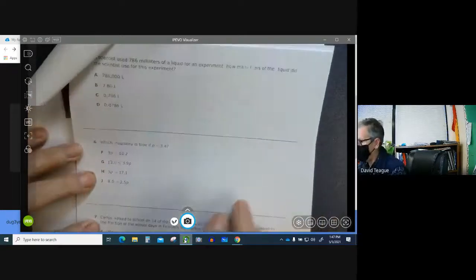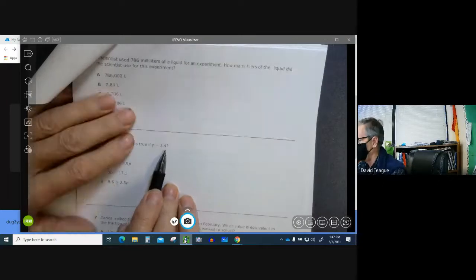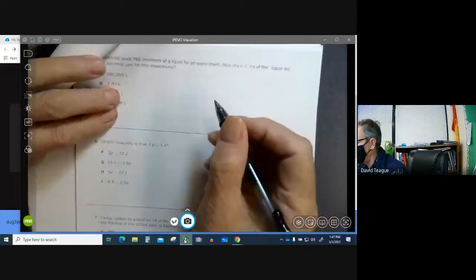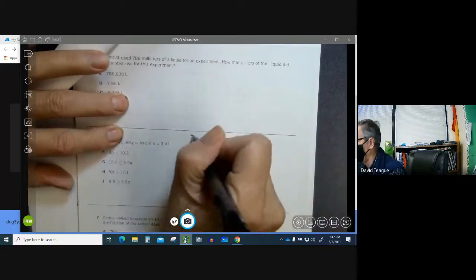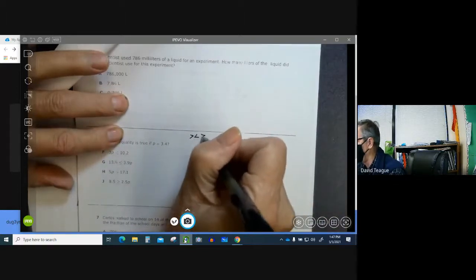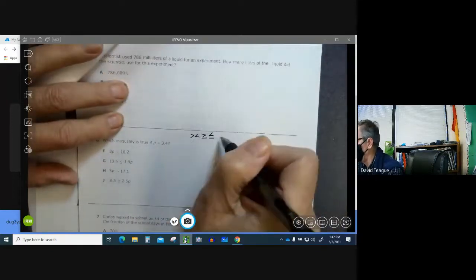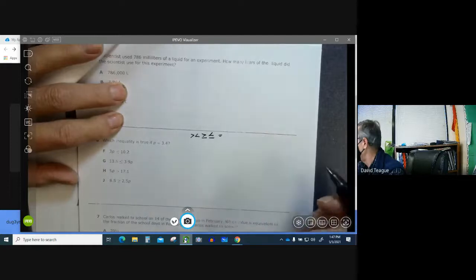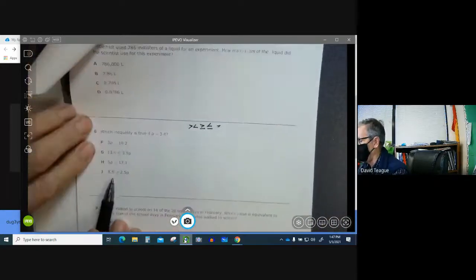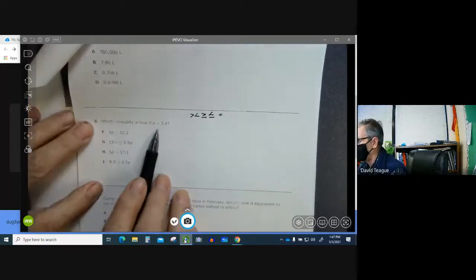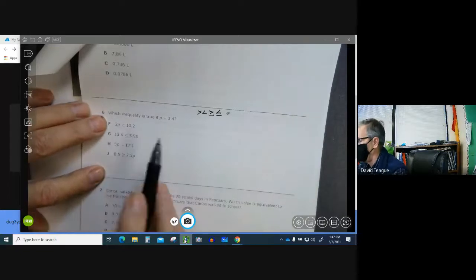Okay, and the question is, which inequality is true if P is equal to 3.4? So an inequality is any expression that has one of these 4 symbols. It has greater than, less than, greater than or equal to, or less than or equal to. If you have one of those 4, this is an inequality. Okay, so we want to find out which of these statements is true. So we have to substitute 3.4 and then put it into the inequality.